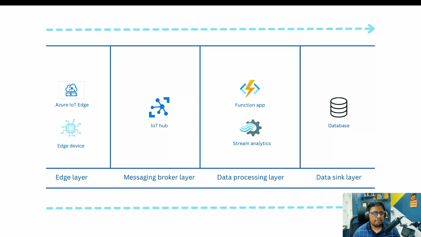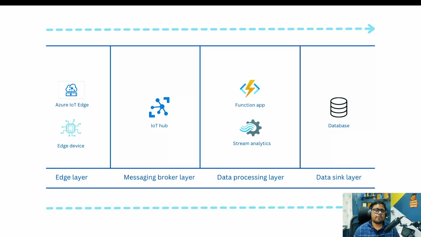At the very device level, or low level, you have Azure IoT Edge, which is a runtime that runs on these physical devices, or you can have edge devices which communicate directly. Then you have the messaging broker layer, where all the devices connect and publish messages to the IoT Hub. So IoT Hub in this case is used as the messaging broker layer, where all the devices connect and freely exchange information.